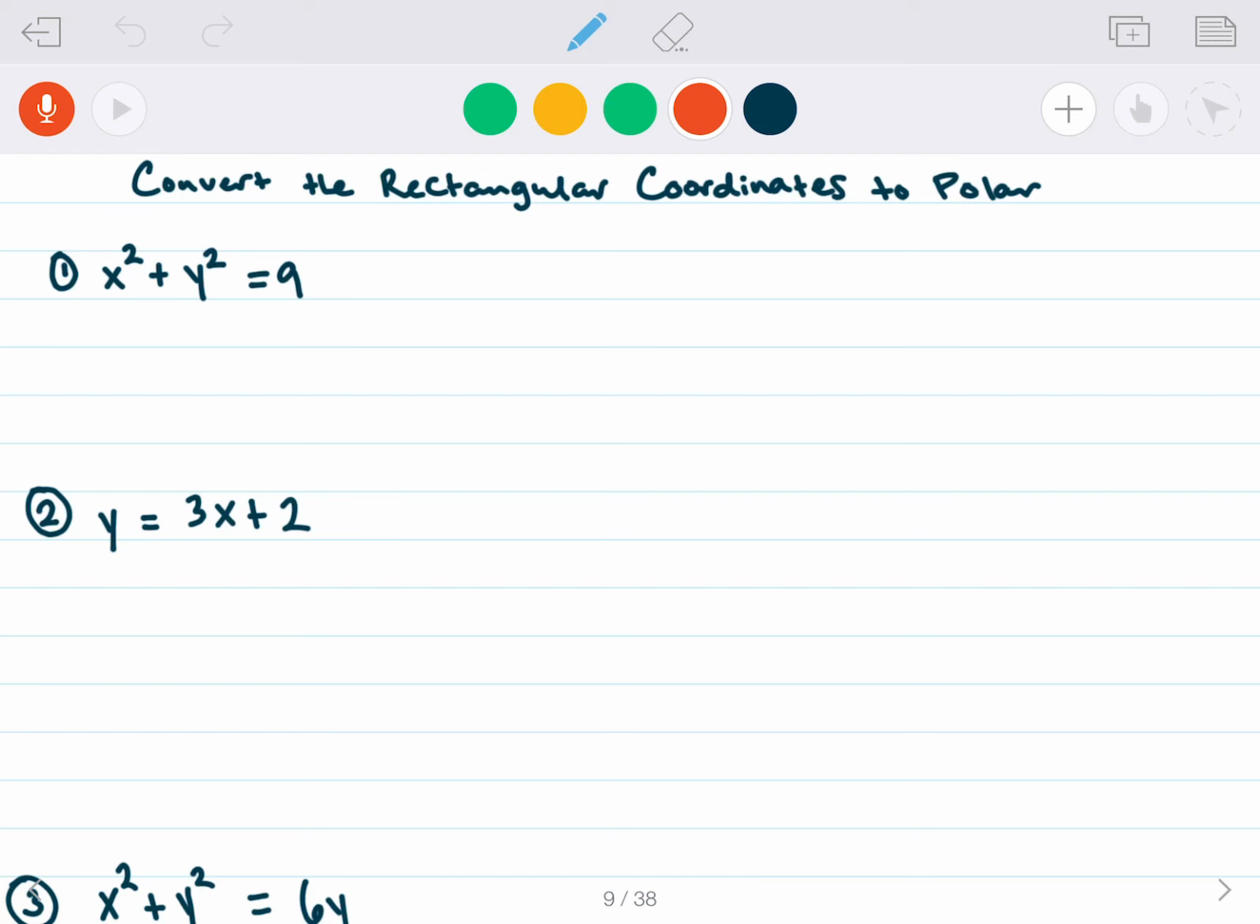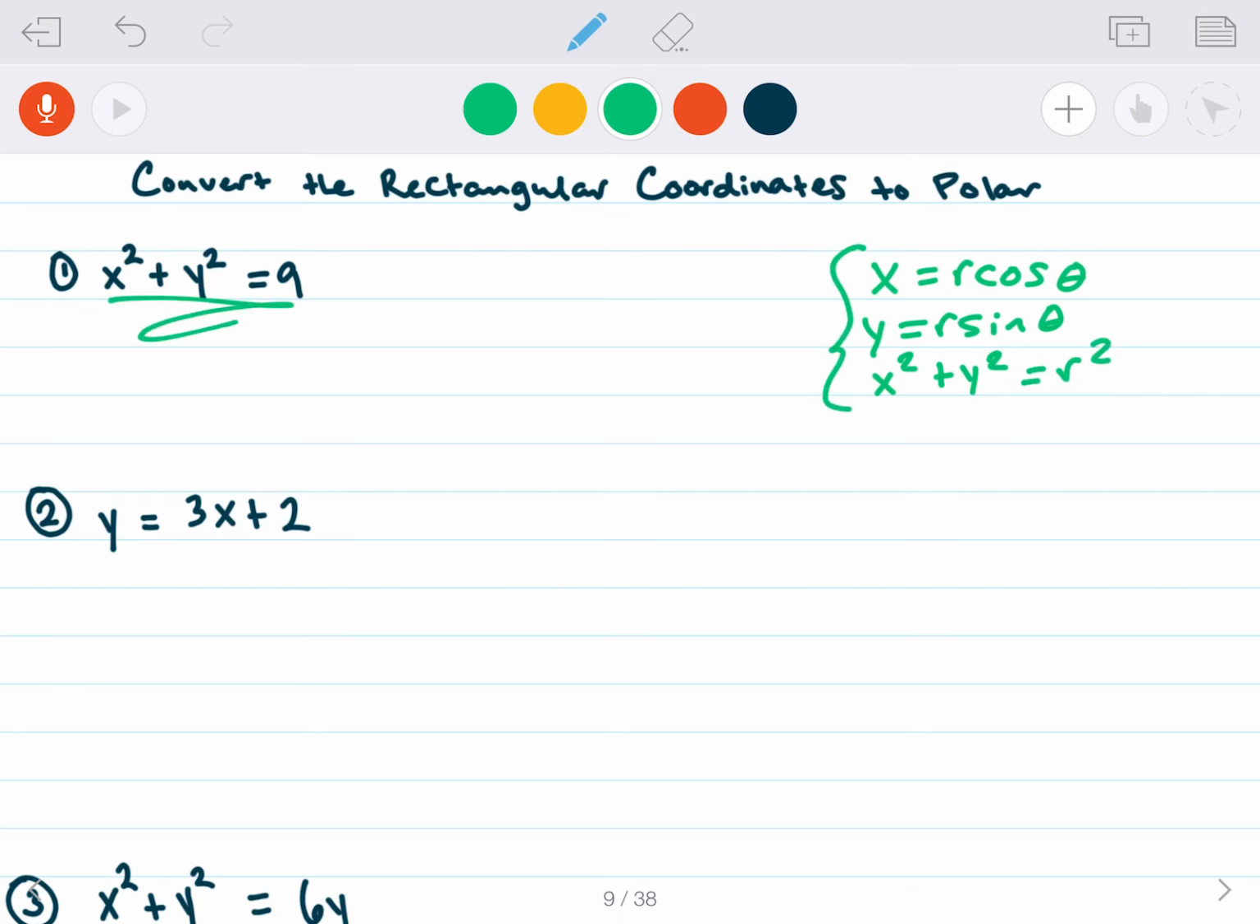So let's do some practice converting rectangular coordinates to polar coordinates, because we're going to be dealing with some ugly integrals, and we want to make these integrals as simple as possible. So remember our identities. We have x equals r cosine theta. We have y equals r sine theta. And we have x squared plus y squared equals r squared. So all of these can be used to convert back and forth between rectangular and polar.